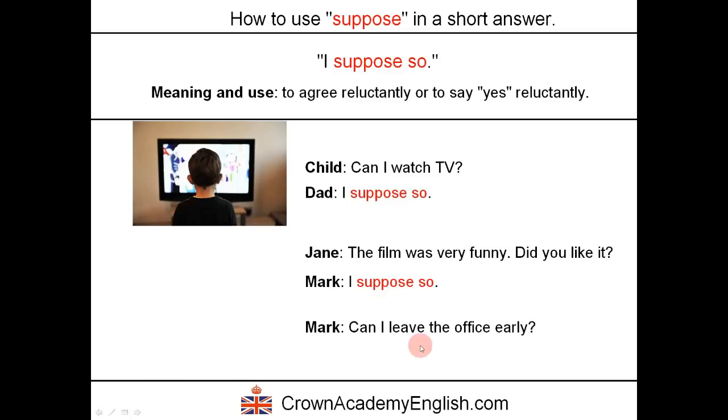And the final example, "Can I leave the office early?" And the manager says, "Yes, I suppose so." So a complete answer here would be, yes, I suppose that you can leave the office early. But that is too long, so we simply say, yes, I suppose so. So the manager says yes, but he's not very happy about it. He says yes reluctantly.